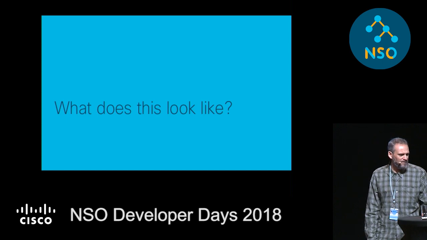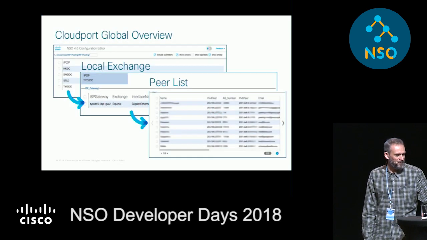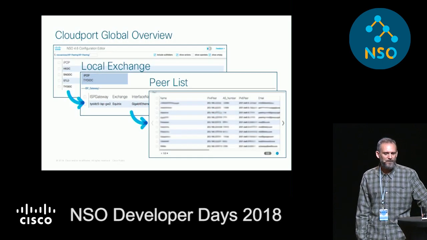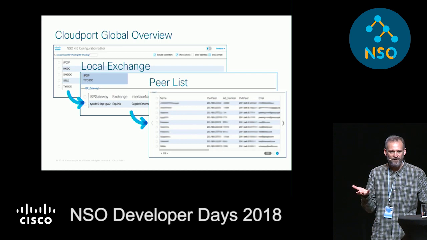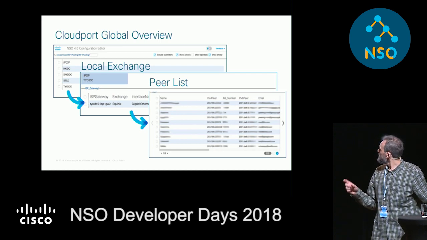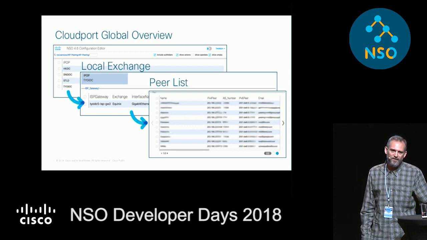So what does it look like? This is just a quick view of the NSO model itself. So we built the Yang model to reflect how an operator would want to see this view of these peers. So the primary view is a list of the IPOPs, all of the different theaters and the internet exchanges, the internet points of presence that we have.